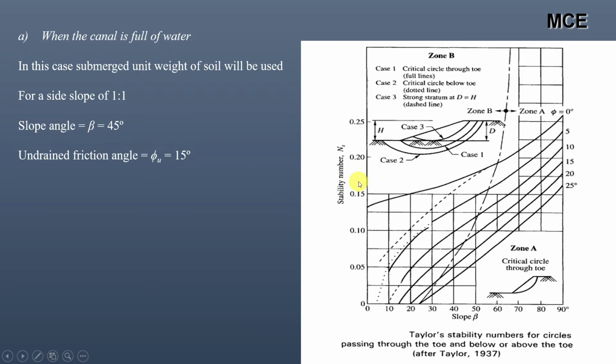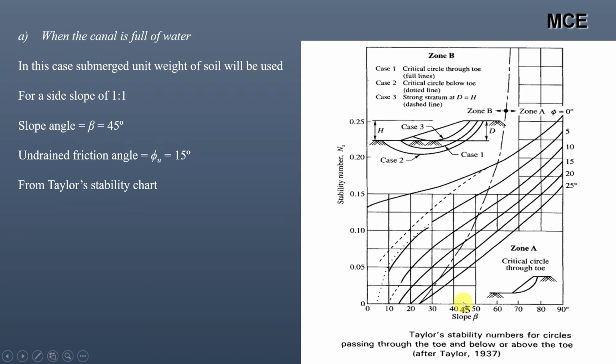You can see this is a Taylor stability chart. The horizontal axis is the slope angle and the vertical axis shows the values of the stability number, and these curves are for different friction angles. So from the stability chart, for a slope angle of 45 degree and undrained friction angle of 15 degree, slope angle of 45 is here.